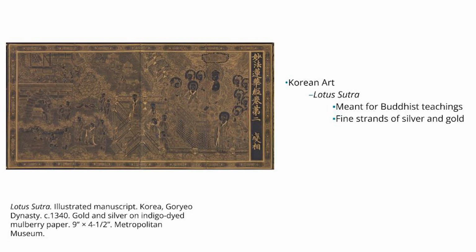Also, talking about Korean art, something to note is the Lotus Sutra. That's what we're looking for here, and it is an illustrated manuscript meant for Buddhist teachings, and it is actually made of very, very fine strands of silver and gold. So this is a very precious, very expensive to create work of art that illustrates Buddhist teachings to aid in spreading Buddhism.